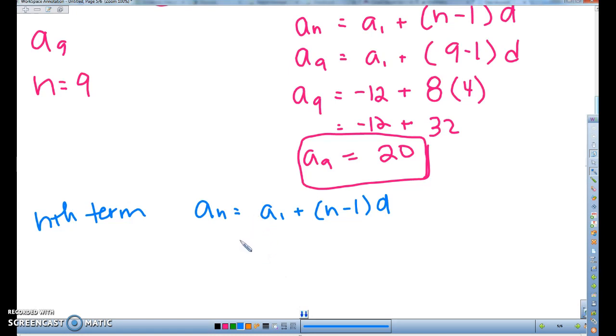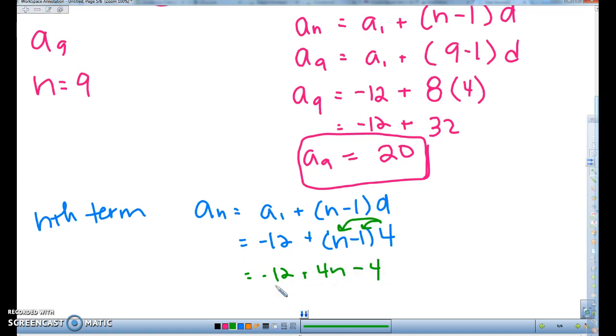And the first term we always know is that negative 12. We also know that for this sequence, the common difference is always going to be 4. And what we can do with this is just distribute that 4 in there. So we'd have negative 12 plus 4n minus 4. Well, now I see that I have some like terms. And maybe I want to combine those like terms. So I have 4n minus 16. Okay? And that's my a sub n term.